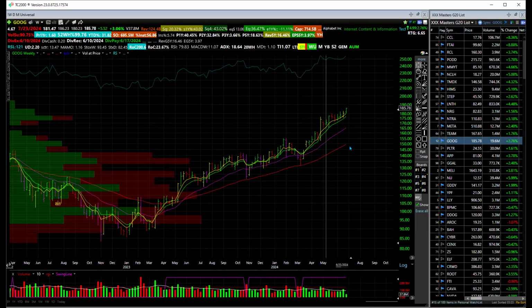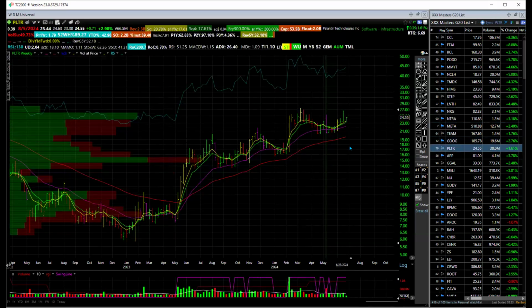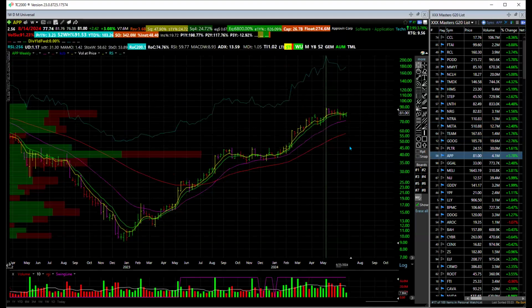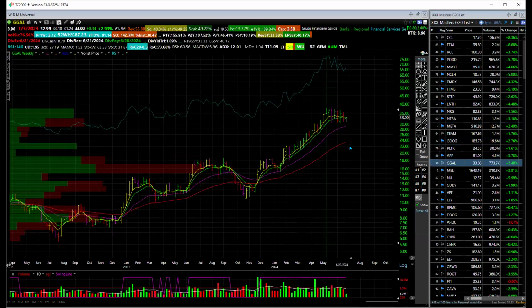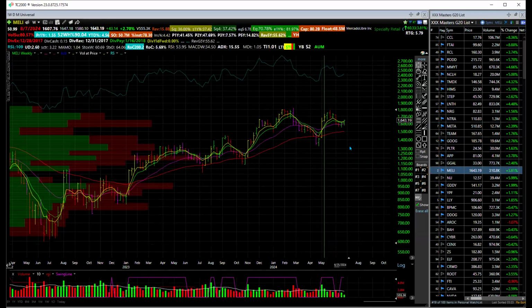Alphabet. Palantir. This one's in a base. Grupo Finance looks like it's consolidating. This one's kind of in a base formation, cup and handle type of pattern going on there.